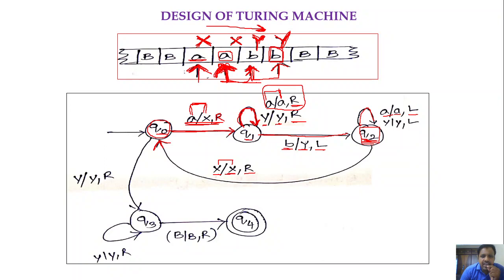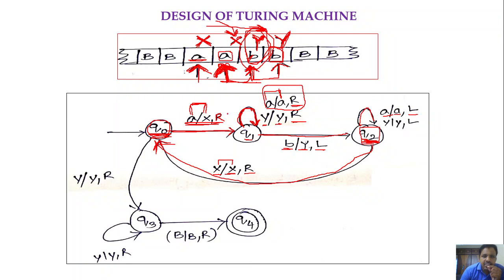So we get x here, right? The moment we get x, we have to keep that x as it is and move the head towards the right, and also move from state q2 to q0. So here we got this x in q2, we replace that x with x and move the head towards the right. Now we are in q0 and the head is pointing to the first y.